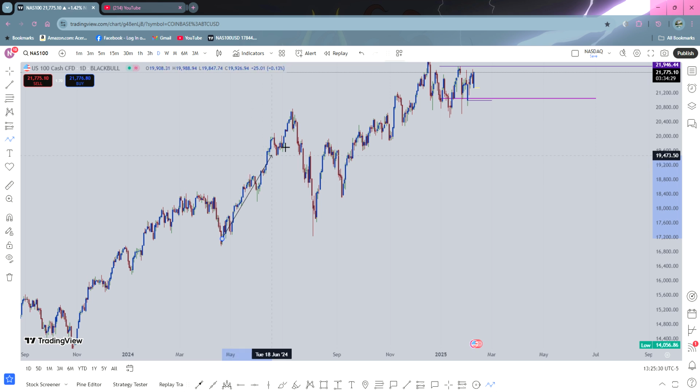Higher low. There we are. It was a higher low, higher high, higher low, higher high, higher low, higher high, higher low, higher high.